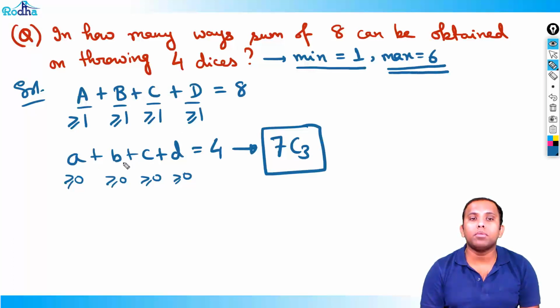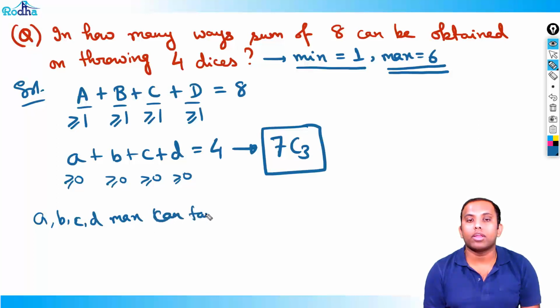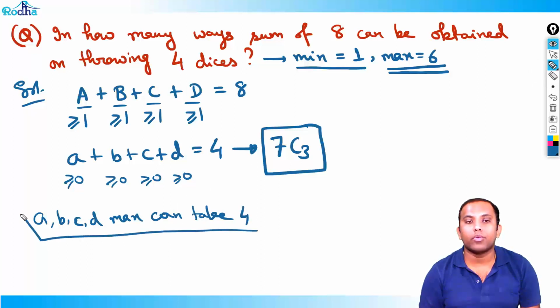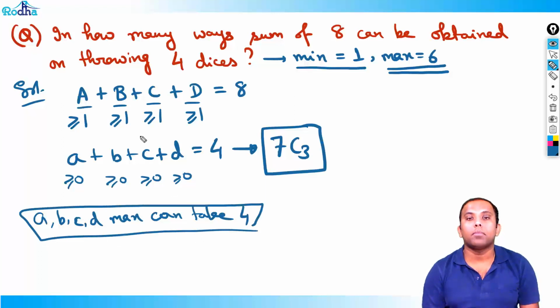So here, if A plus B plus C plus D equal to 4, that means A, B, C, D at maximum can take 4. And already each has taken 1 here. That means 1 plus 4, 5. Maximum is 5, right? So no issue. But the issue begins when the number is more than 6, because a dice cannot have more than 6. So perfectly fine.